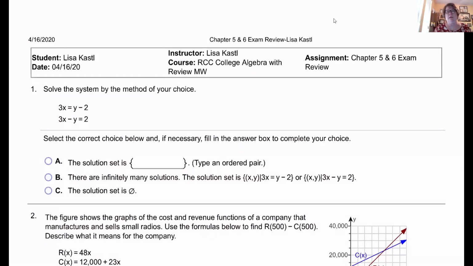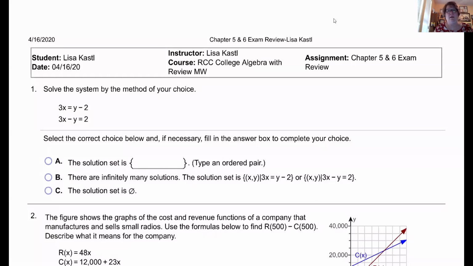This is the chapters 5 and 6 exam review. Question 1. Solve the system by the method of your choice. We have 3x equals y minus 2 and 3x minus y equals 2.